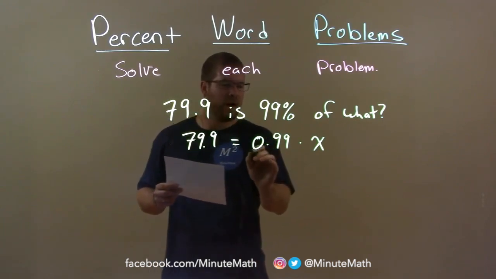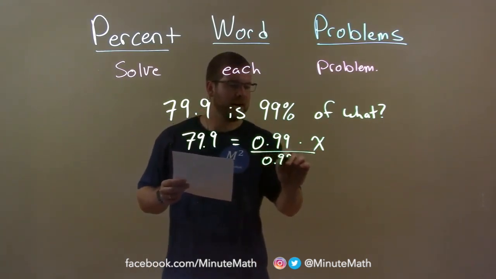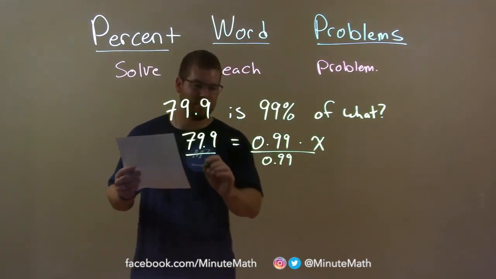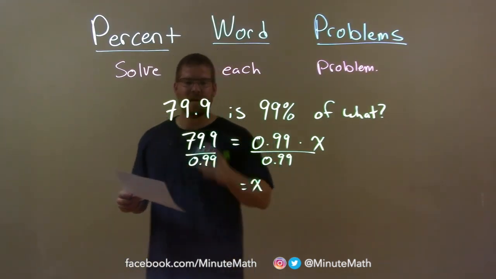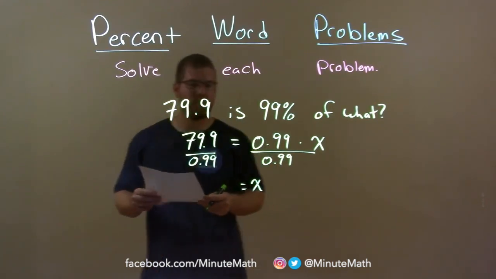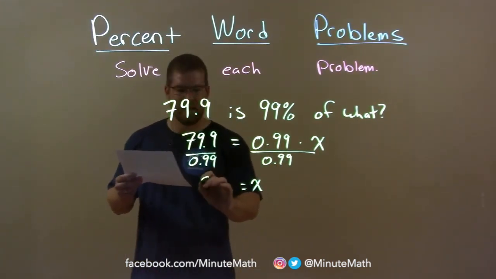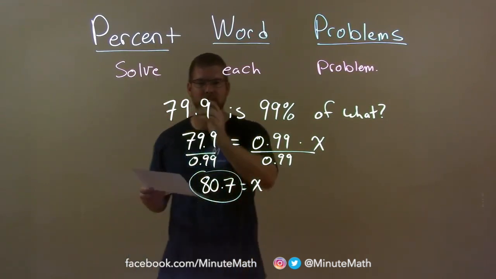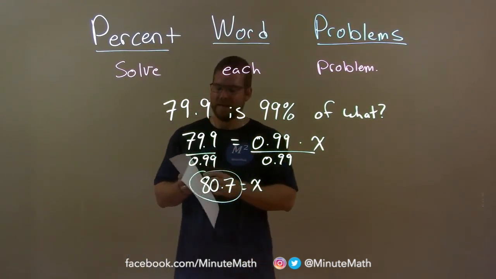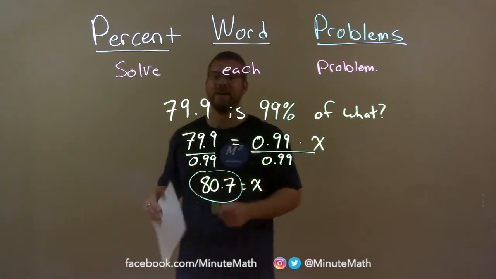Well, we divide 0.99 to both sides because that's the opposite of multiplication. This leaves me x by itself. 79.9 divided by 0.99 comes out to be 80.7. And so there is our final answer. 79.9 is 99% of 80.7.